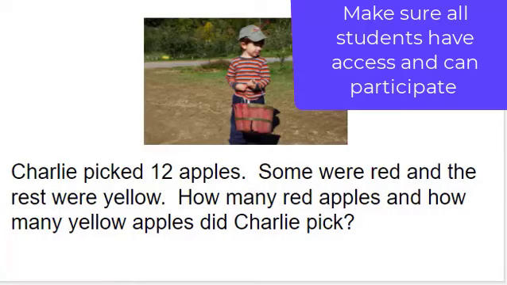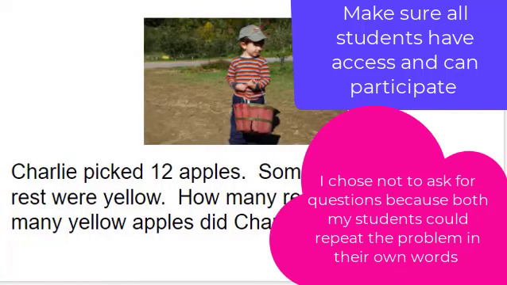So your job today is going to be to figure out how many red apples there might be and how many yellow apples there might be. I'm going to let you use whiteboards and markers, and you can use any tools that you can find. And I'm going to have you work by yourself at first, and then we will talk about the ways that you solve the problem.